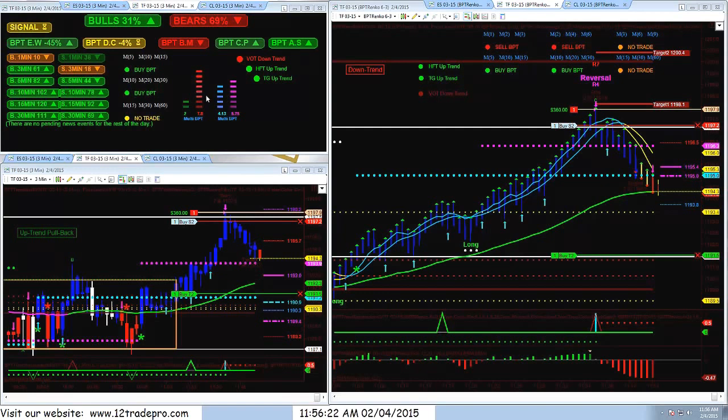You can see the traders pushing this market down. They're selling this market. You've got sellers over buyers on both the multi-BBTs, but the trend is still up because I've still got two green buy bullets, and the one green buy bullet in the 5, the 10, and the 15-minute charts, and another green buy bullet in the 10, the 20, and the 30-minute charts.